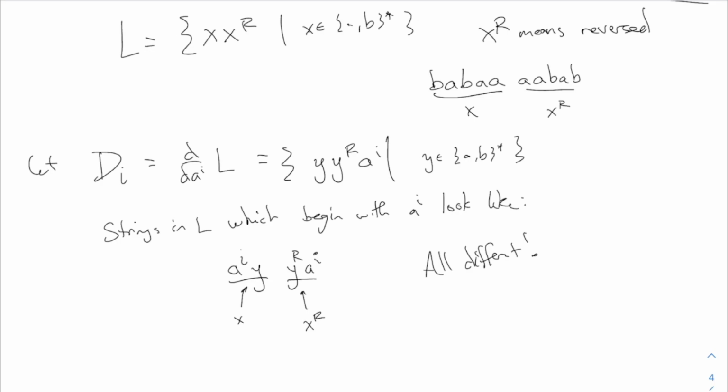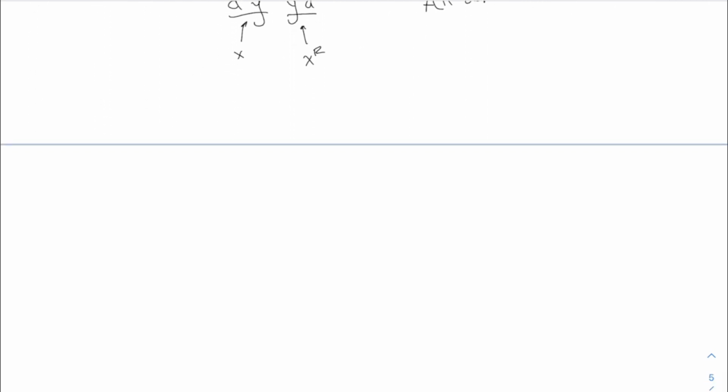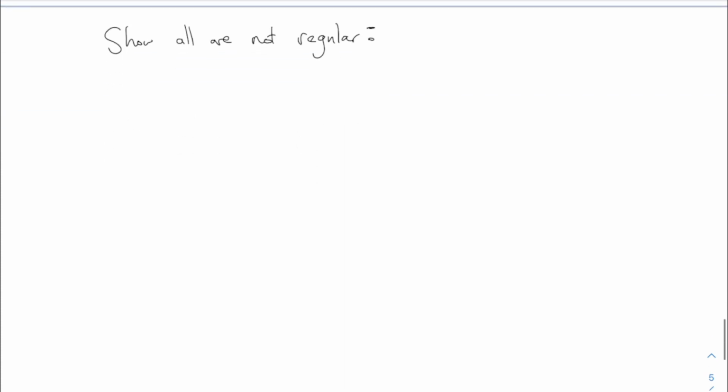Any thoughts about that? This is a little tricky. They seem very simple at first, but they can get a little more complicated. All right, I got a few for you to try in our remaining 10 minutes. So your job, show that all of these are not regular. The first one is very straightforward. The others are a little more interesting.